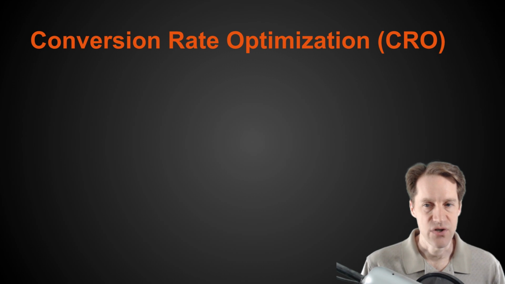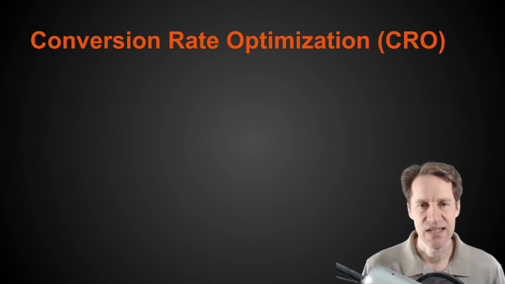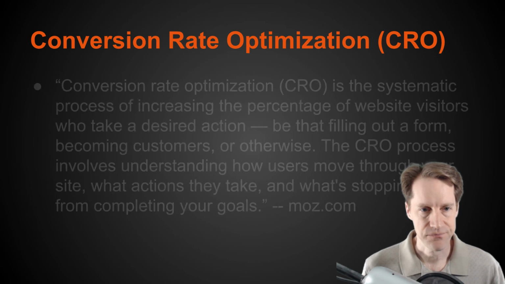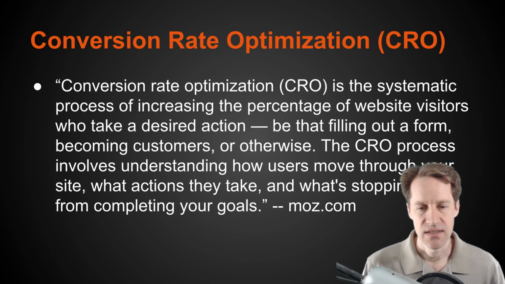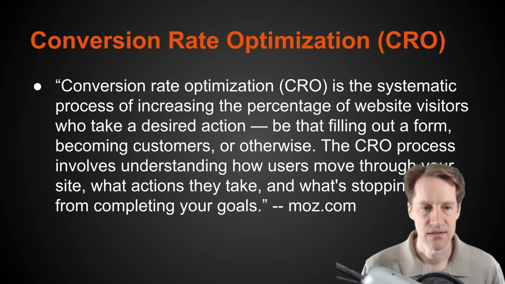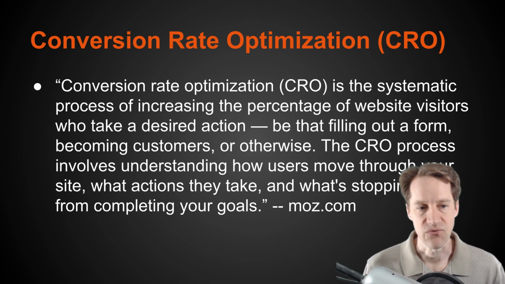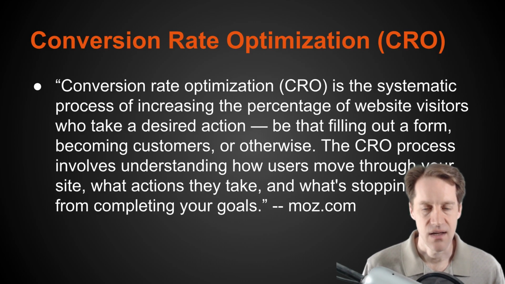Okay, so what is conversion rate optimization? Now, you'll also see this called CRO as its acronym. So this is the best definition that I was able to find from Moz.com actually. Conversion rate optimization is the systematic process of increasing the percentage of website visitors who take a desired action, be that filling out a form, becoming customers, or otherwise. The CRO process involves understanding how users move through your site, what actions they take, and what's stopping them from completing your goals. So a lot of conversion rate optimization has at its central core is a goal.